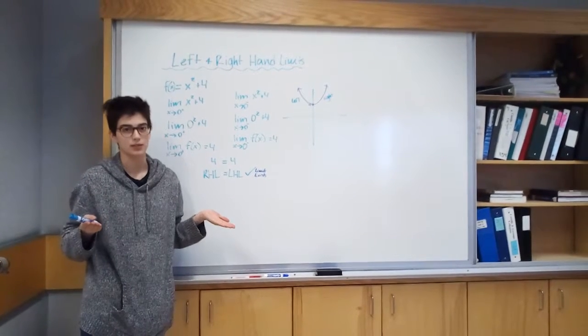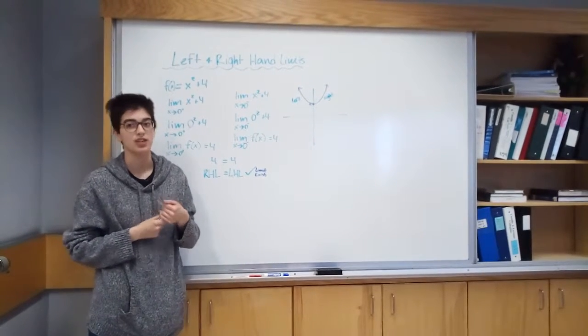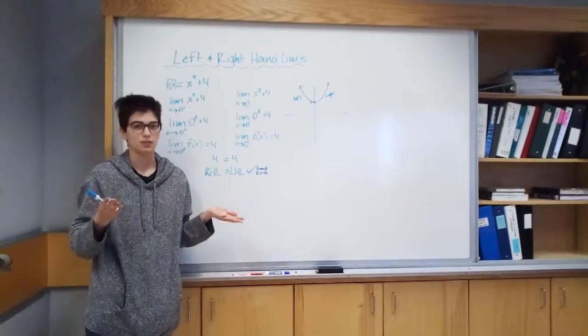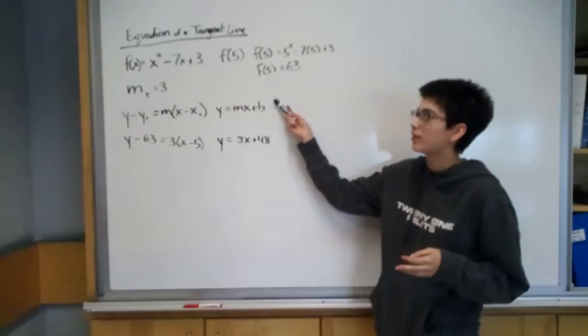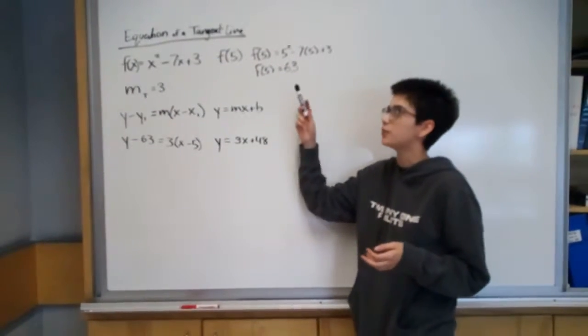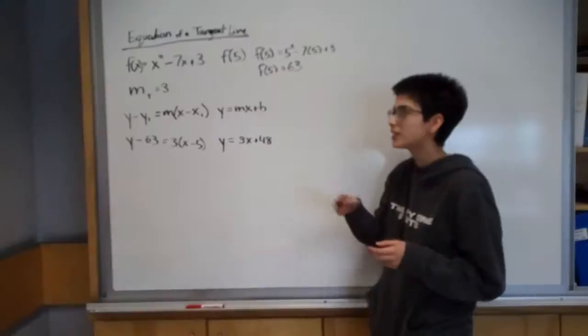Now to show you when left and right don't exist, we need to understand what a piecewise function is and other cases where the limit cannot exist. So earlier when we found the slope of a tangent line, I explained that we were going to be doing the equation of a tangent line later, and that's what this is here.